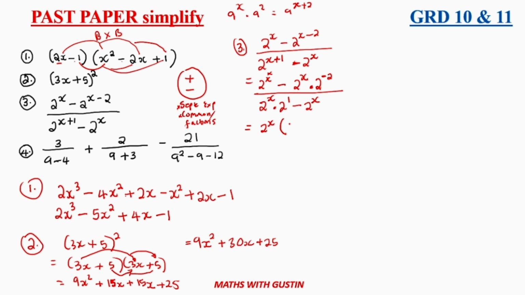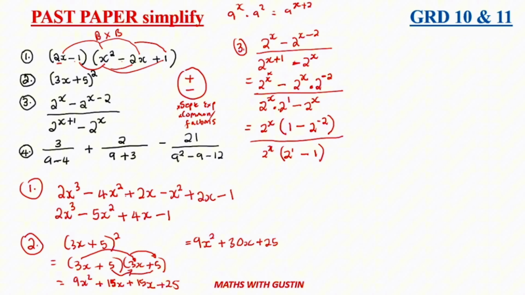If we remove it here, what is left? We're left with 1. Minus, if we remove it here, what is left? We're left with 2 to the power of negative 2. Close bracket. All right, similar thing at the bottom. If we remove 2 to the power of x here, what is left? We are left with 2 to the power of 1. Minus, if we remove it here, we are left with 1.